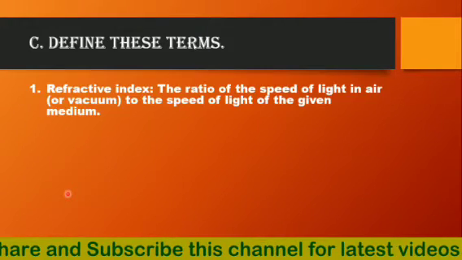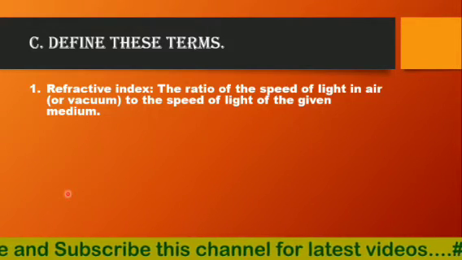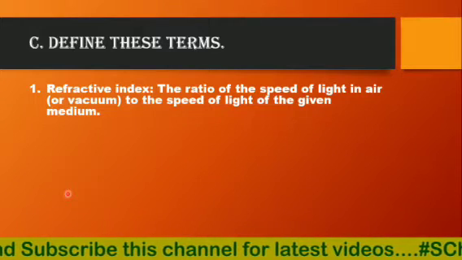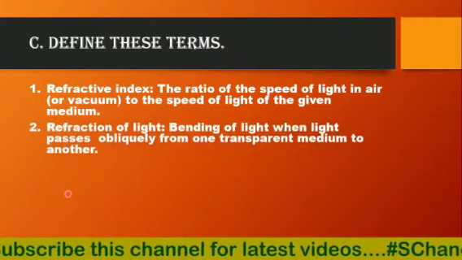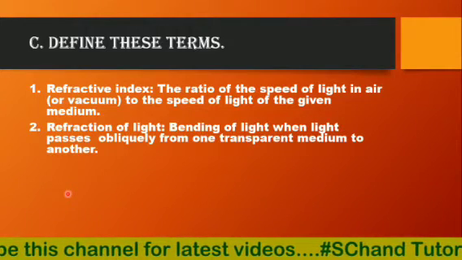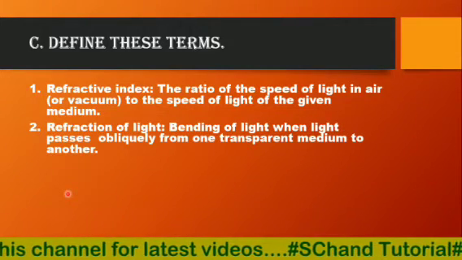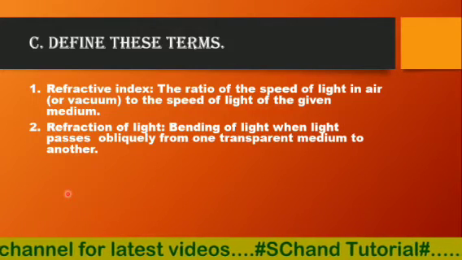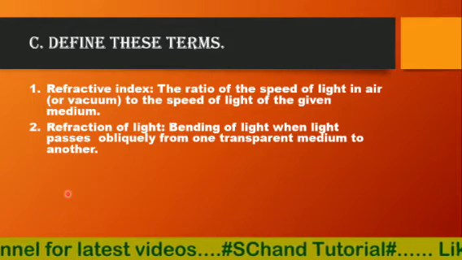The very first is the refractive index. Refractive index is the ratio of the speed of light in air or vacuum to the speed of light in the given medium. Second is the refraction of light: bending of light when light passes obliquely from one transparent medium to another transparent medium.